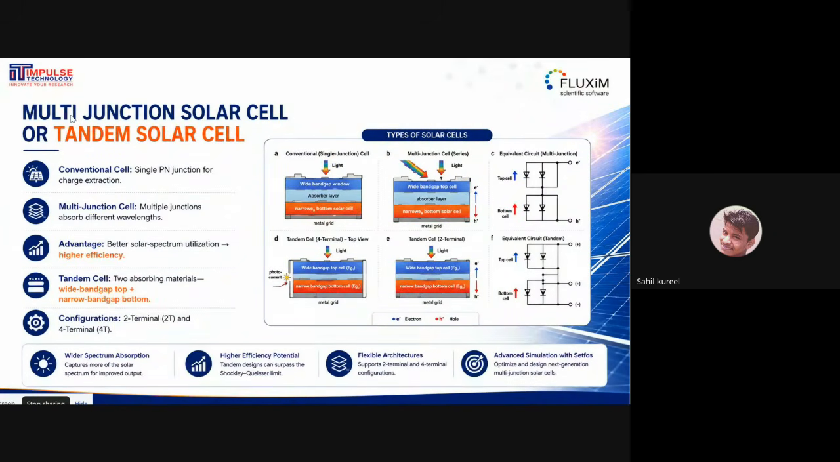When you move toward multi-junction solar cells or tandem solar cells, we have 4 terminals and 2 terminals. Different junctions can be created in SETFOS, and when you increase the efficiency, it is beneficial toward the research side, so we have attached these types of solar cells here.